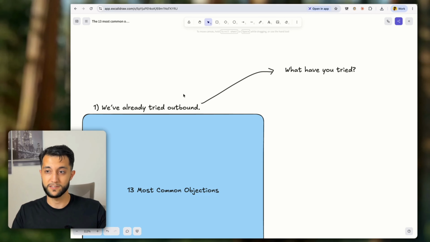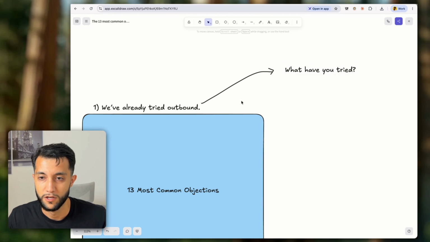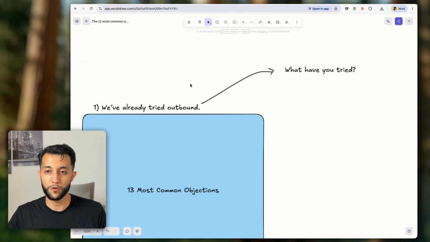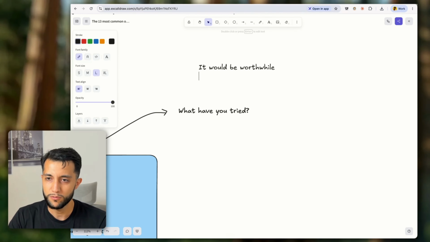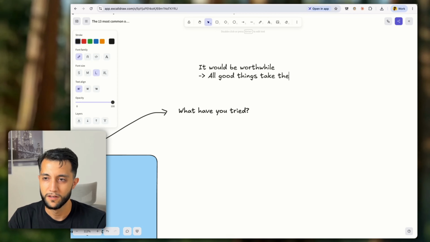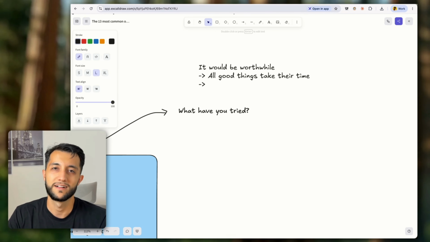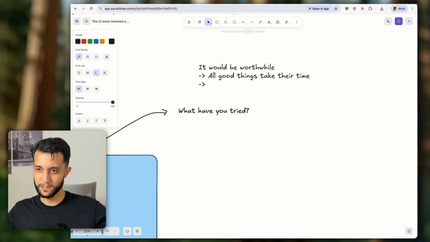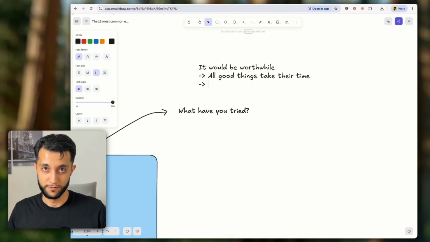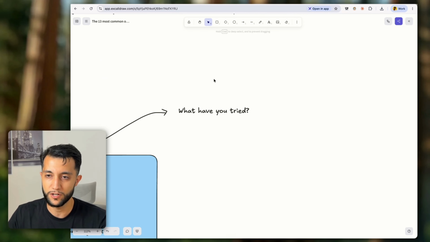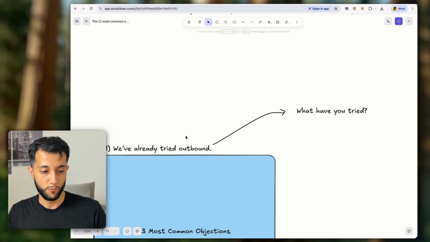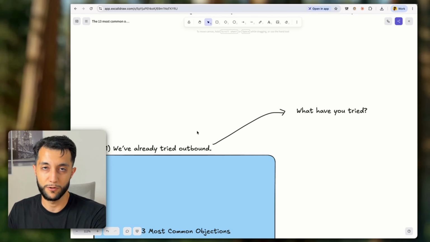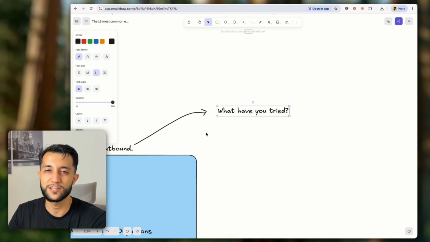And then in terms of blasting, what have you actually tried so far? Because making outbound work would be worthwhile, and we all know all good things take their time. Everything that's worthwhile probably needs a while. And there's a reason why this is in general valuable. Because if you get it to work, you have a very reliable system, which is super cheap, and your competitors know nothing about you. So again, what have you actually tried?